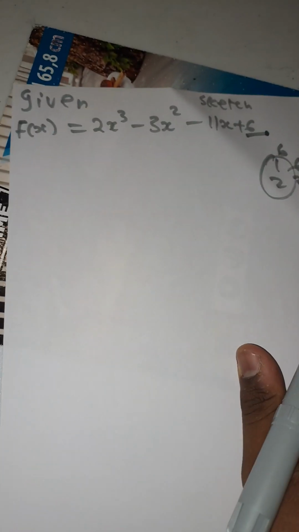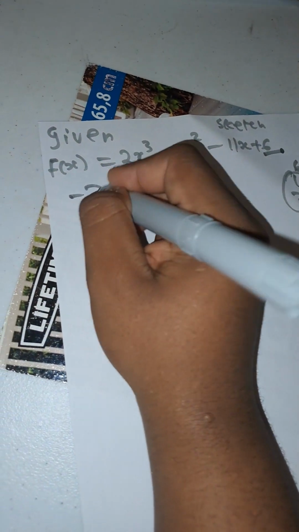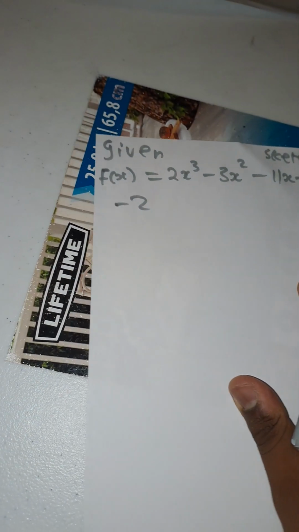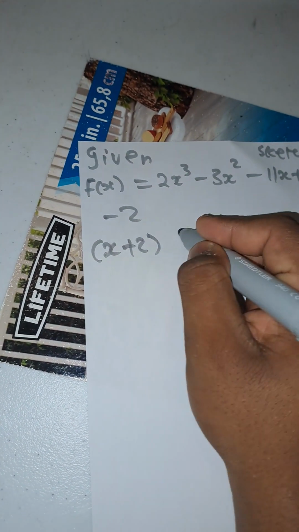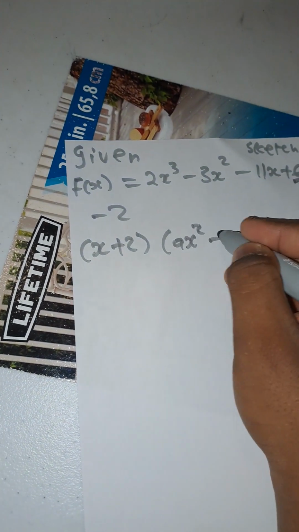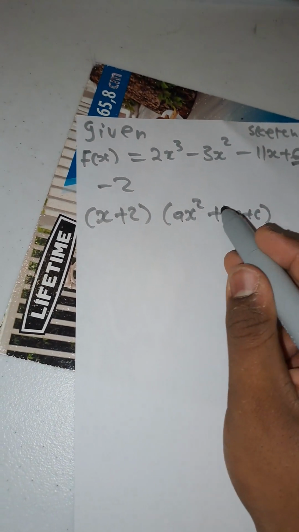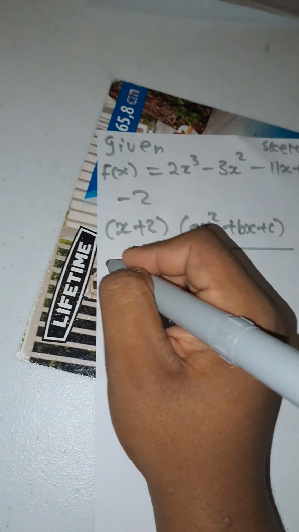So let me use my calculator. I'm not going to do what I did in the previous lesson. So I got my answer, it is -2. -2 is the one that is giving me 0. Whenever I put -2 there, it gives me 0. So I'm going to say x plus 2 times ax squared plus bx plus c. Now I'm trying to find what this is, so I'm going to use my synthetic division method. So -2 there.